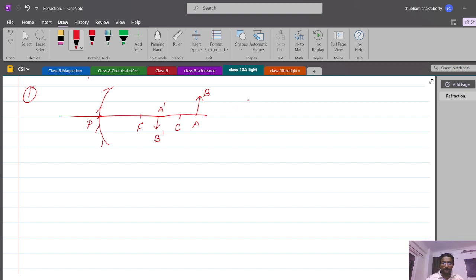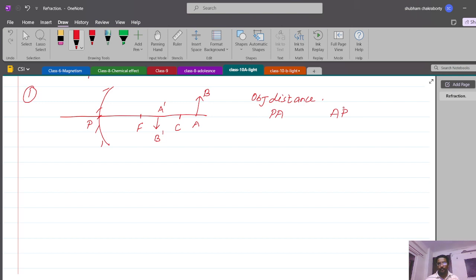So rule number one, first of all, we have to name the objects, the parameters. So the object distance. How do we name the object distance? Now the object distance is the distance of the object from the pole. So mathematically, I can write it as PA or I can write it as AP. It's a line. So I can write it AP or I can write it PA. Both seem correct, isn't it?